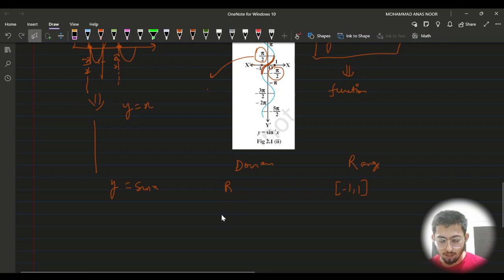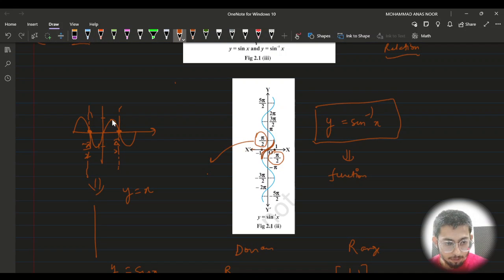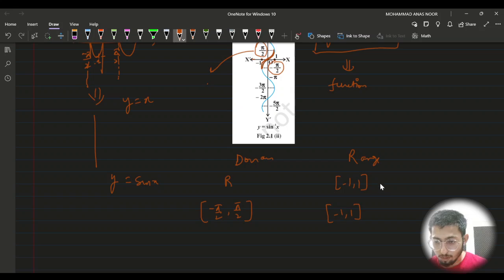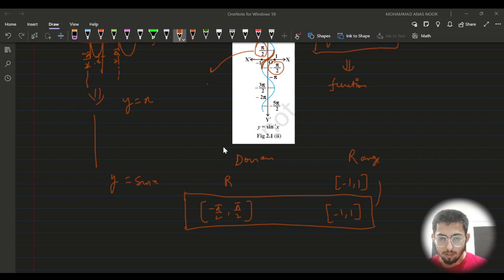Now if we restrict the domain to minus pi by 2 to pi by 2 with both of them included, okay, we still get the same range because 1 and minus 1 are already included in this, right? See here, you will also get 1 at this point, you will also get minus 1 at this point from minus pi by 2 to pi by 2, so there is no change in the range, right? But you have restricted the domain, so this restricted function will give you an inverse which is a function. That's just the point, okay.